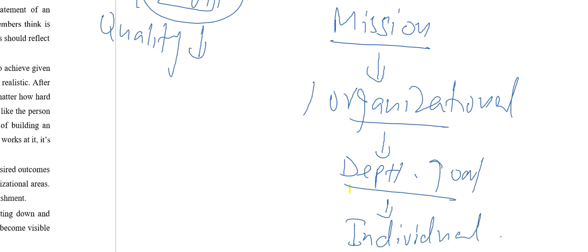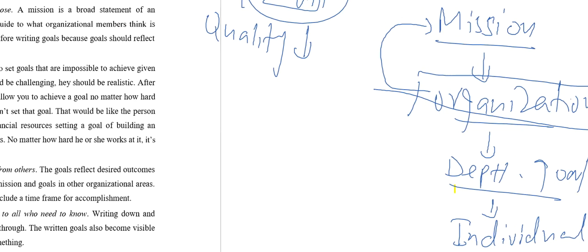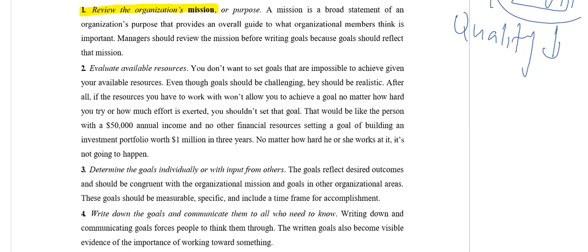On the basis of departmental goals, we make individual goals. So whatever goals are set by the organization, they are set as per the mission of the organization. So first of all, we have to understand the mission and purpose of the organization. Keeping in mind the mission, purpose or vision of the organization, companies evaluate the available resources, whether we have the resources to achieve this mission or not. If we do not have the resources, then we have to arrange the resources according to our requirement.